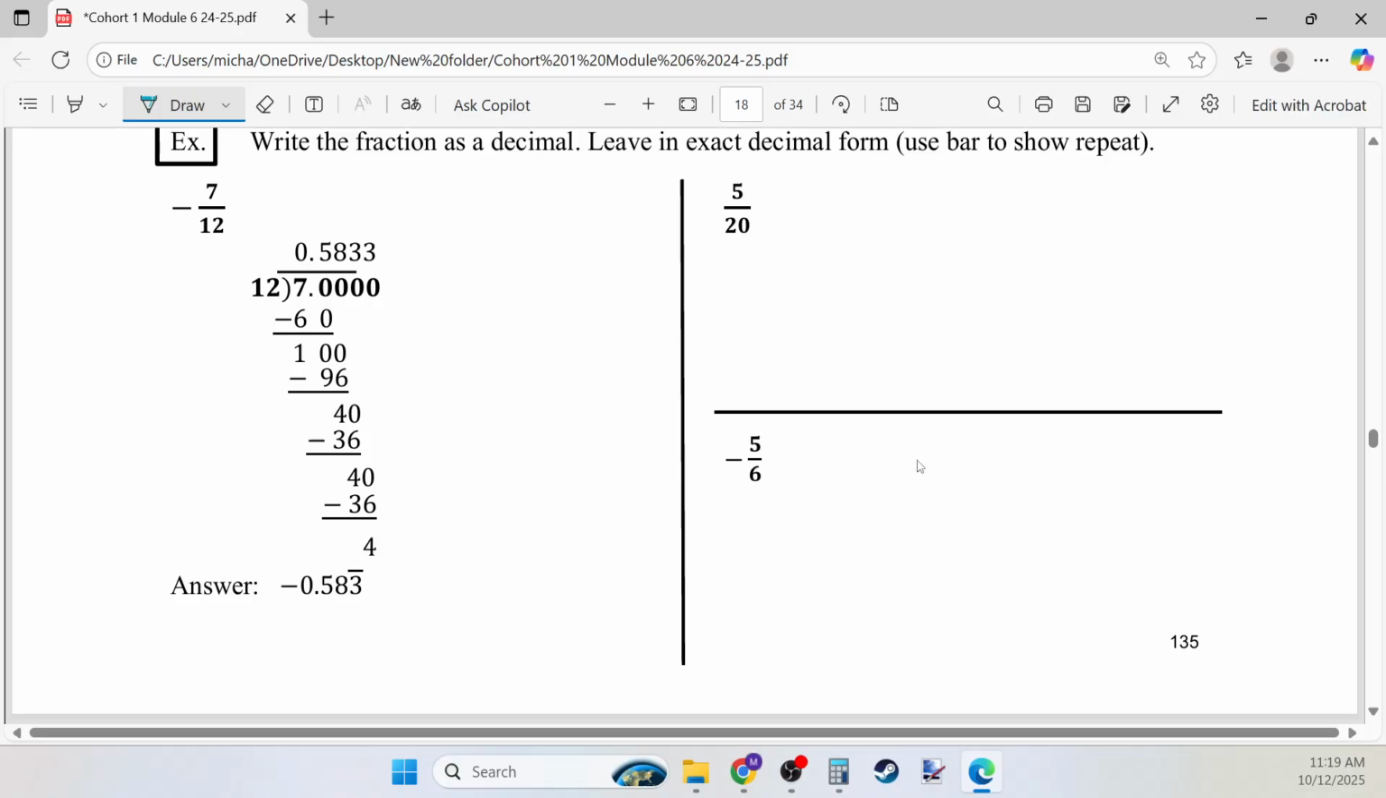So, write the fraction as a decimal, leave an exact decimal form. So I have this fraction here. If I multiply the top and bottom by 5, I get 25 over 100, which is equal to 25 hundredths in decimal form. I also could do division if I want to do 20 goes into 5. Well, 20 doesn't go into 5, so I have to put a dot and a 0. 20 goes into 50.